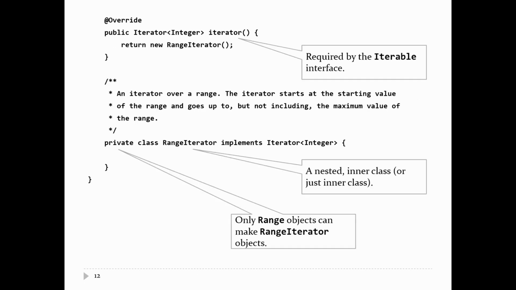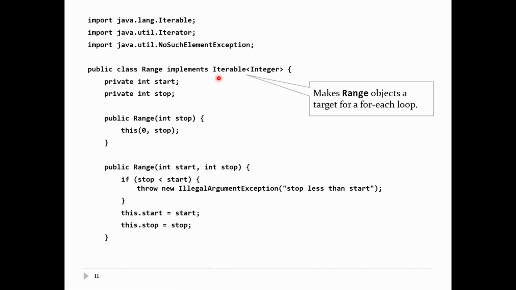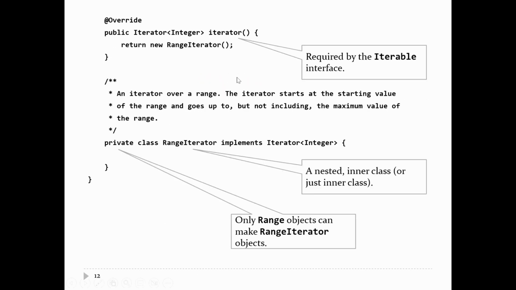We just have to do one more thing. We have to provide an iterator method, because that's what the Iterable interface says. That interface says you must provide iterator. So here's iterator.